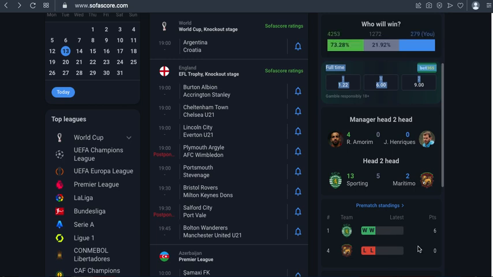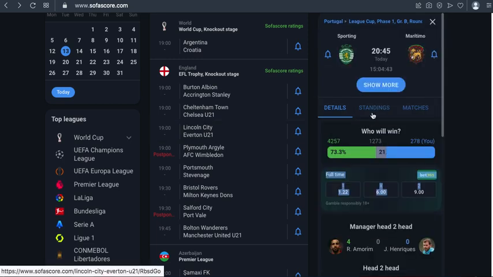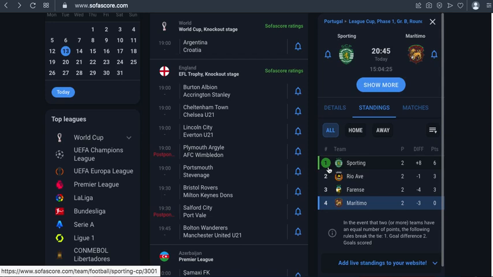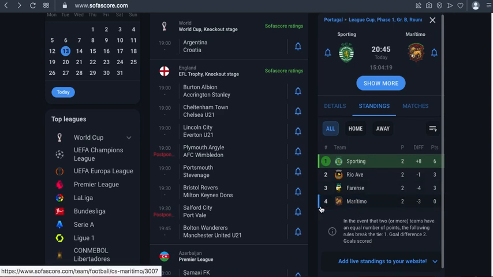After getting to know all those intentions about the teams and how to choose your team, and after getting your favorite team or your favorite match, this is how you're going to get your good outcome. So I clicked on Sporting and Maritimo, and this page opened for me. And you can see that I'm having details here, standings here, matches here. So when you go to the standings, they will give you the positions that each of the teams are on. You can see Sporting is on first position, and Maritimo is on fourth position.